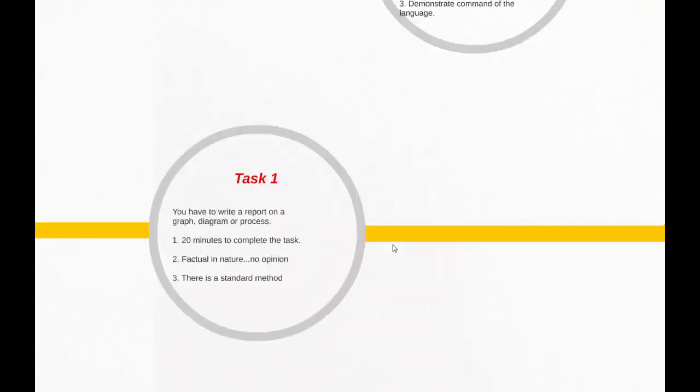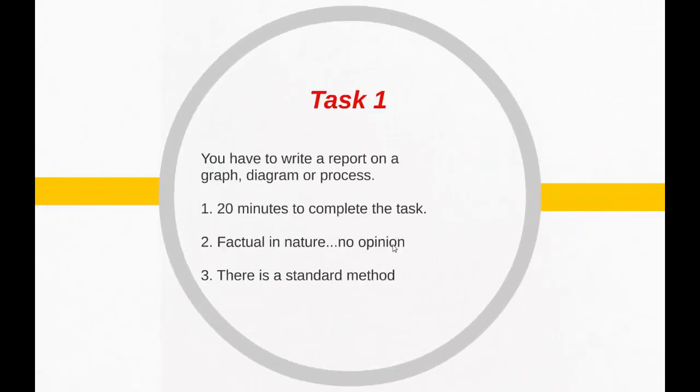All right, so with Task 1, you have to write a report on a diagram, a graph, or a process. You only have 20 minutes to do it. A lot of times students say, "Wow, it's only 20 minutes. How am I going to finish in 20 minutes?" All of my students finish in 20 minutes because I teach them how to make the writing easy. I give them a standard method to write for a diagram, process, chart, or graph. You use one process that works for everything, and I teach you how to do that.